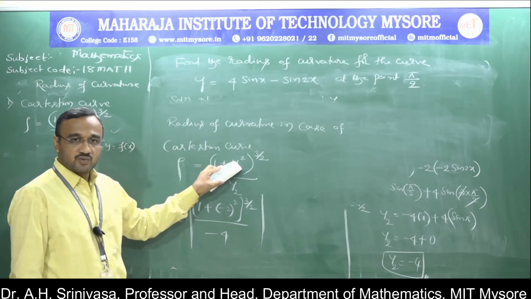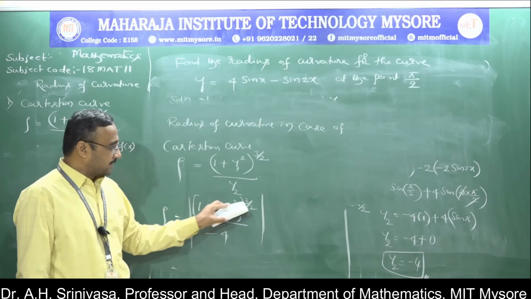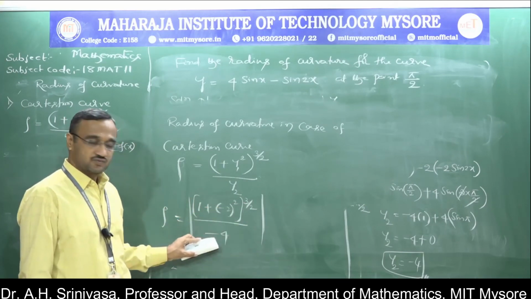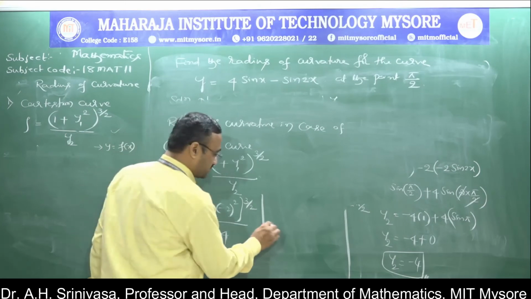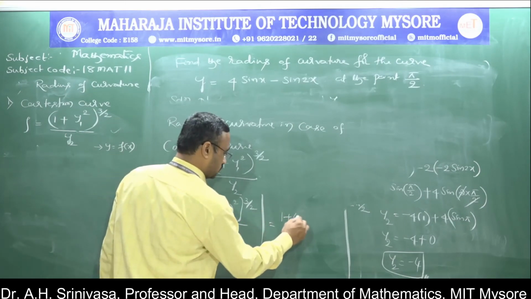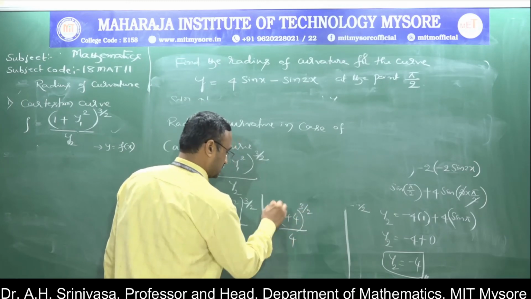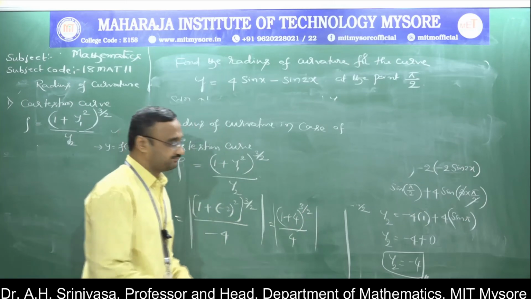Now substitute the respective values. 1 plus, what is your y1 value? It is minus 2 whole square, then whole power 3 by 2, then minus 4. We simplify this. Whole square becomes a positive value. It is 1 plus 4 whole power 3 by 2 divided by 4. You should take the absolute value.